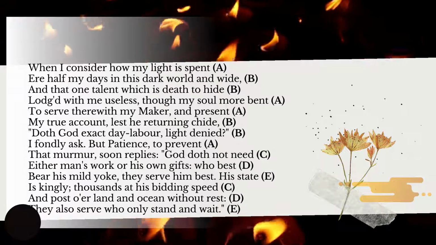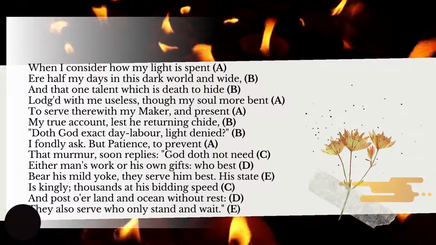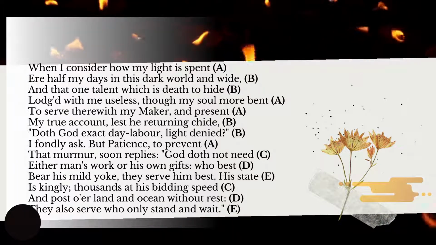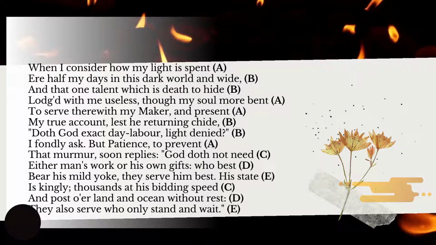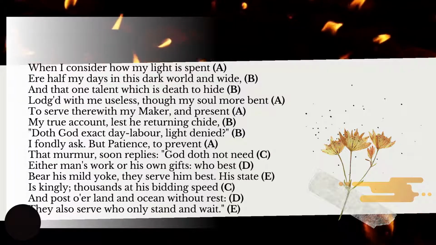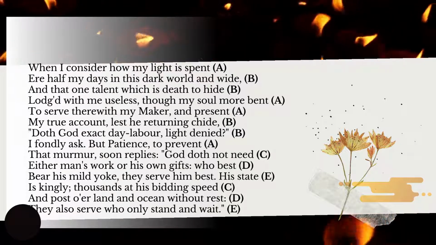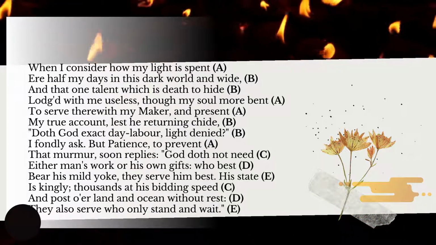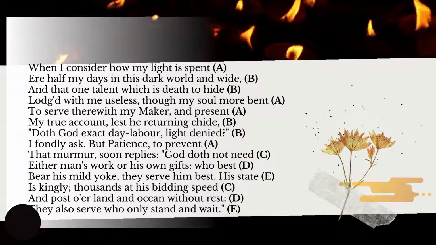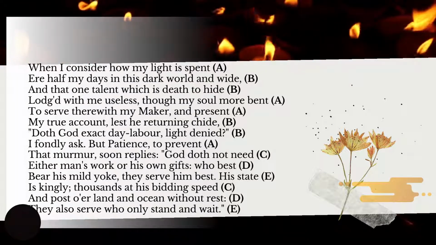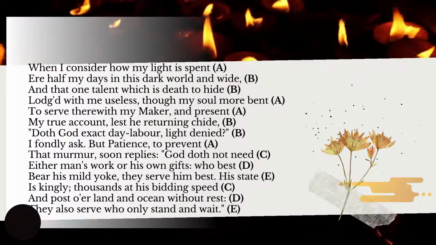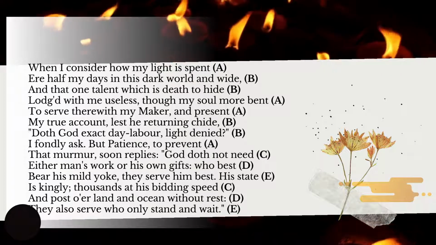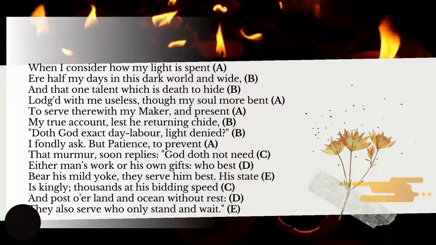Next we have present, chide, denied, and prevent. Same is true with the first 4 lines. We have present, spent, chide, wide, denied, hide, prevent, bent. A, B, B, A. Next we have need, best, and state. Need is the same with speed, best, same with rest, and state, same with wait. C-D-E, C-D-E. That's how you're going to identify the rhyme scheme of a sonnet consisting of 14 lines.